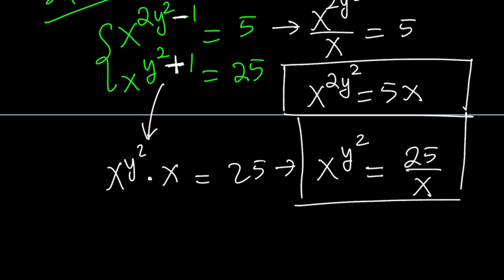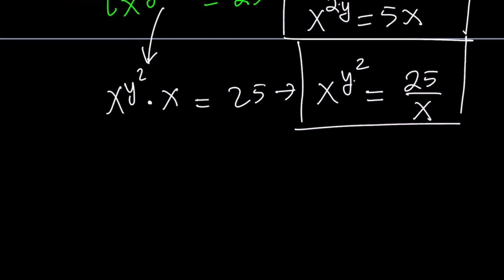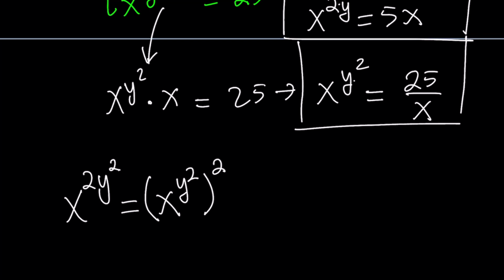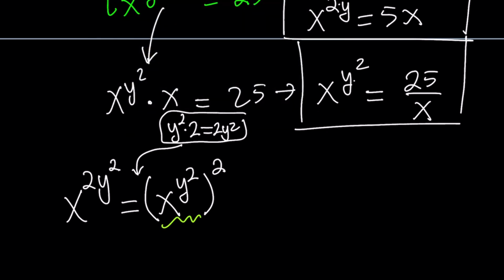Well, the similar idea. We have x to the y squared and x to the power 2y squared. So x to the power 2y squared is the same as x to the power y squared, squared. Why? Because the exponents are multiplied, because y squared times 2 is 2y squared. That's why this equality works. Great. But what is that supposed to mean in terms of our system? It means that you can replace x to the power y squared with something, because we know what it is, right? It is equal to 25 over x. So you just gotta square it.